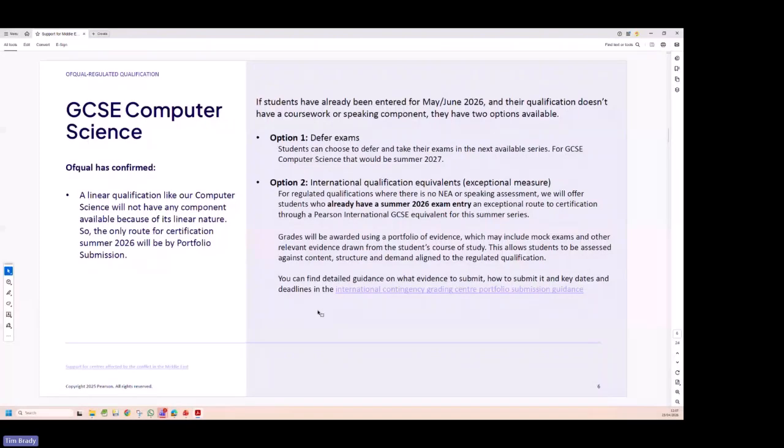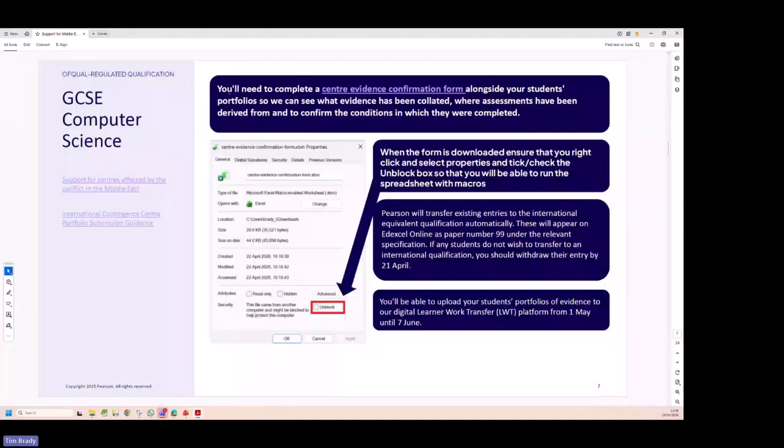Very early on in the portfolio creation description, there's a reference to a centre evidence confirmation form. Now, this is a spreadsheet, and I downloaded it yesterday to have a look at it. It's a macro-enabled spreadsheet. You can tell because it's got XLSM, so it has macros embedded in it. When you download this file, you need to right-click, select Properties, and click on Unblock.